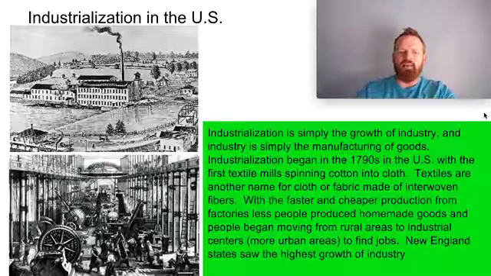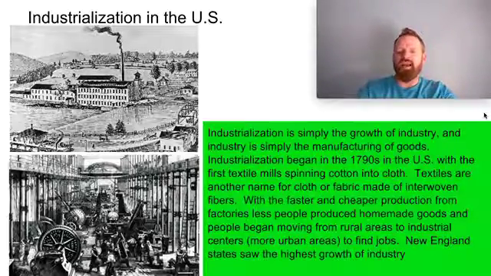Here on the left, you have a picture of Lowell, Massachusetts. Lowell mills were all the mills and factories in Lowell, Massachusetts, in one of the New England colonies. And at the bottom, you see an early image of an early factory. So industrialization, again, as I've said before, is simply the growth of industry. And industry, I want you to think factories. For the most part, factories and mills, that's what we have for industry. And industry is simply the manufacturing of goods.